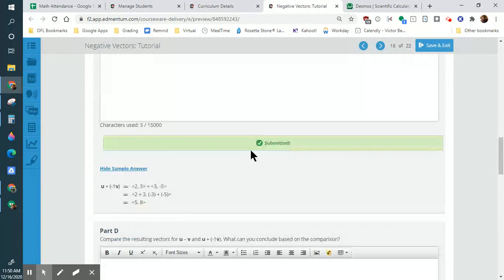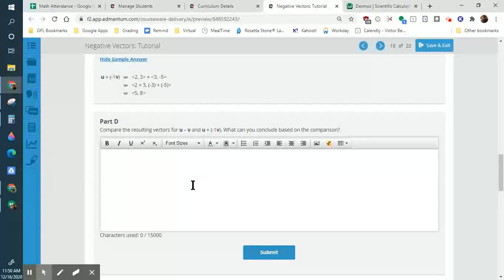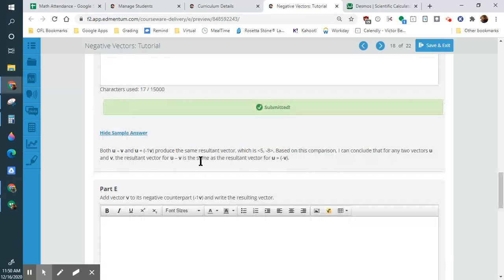All right. Compare the vectors, that and that. They are the same. This is basically just algebra concepts. I don't know why they're spelling it out for you.